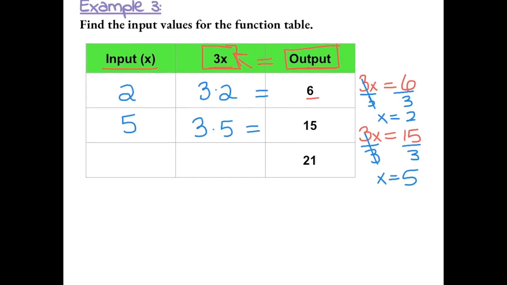My last output is 21, so again, we're going to use the same function rule, 3x, set it equal to 21. So to solve for x, divide both sides by 3, using inverse operations, we're left with x equals 7. My next input is 7. Let's plug it in to check. 3 times 7 does equal 21, so that's also correct. So here we found our input values given the output and the function rule.